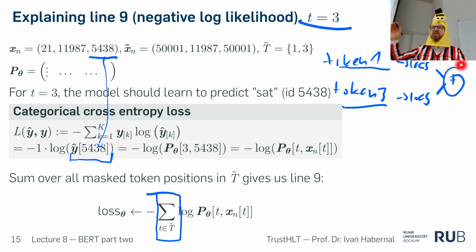So you want to make the loss small at the position of token 1, you want to make the loss small at the position of token 3, so you just sum them up. That makes sense? Okay, very good. Questions?